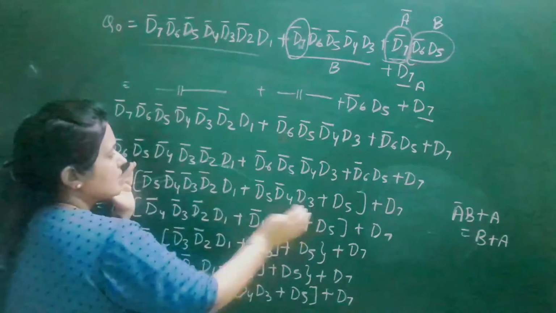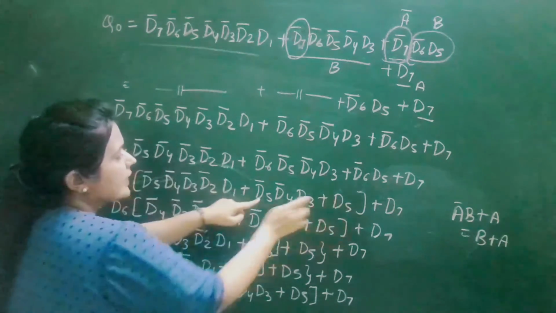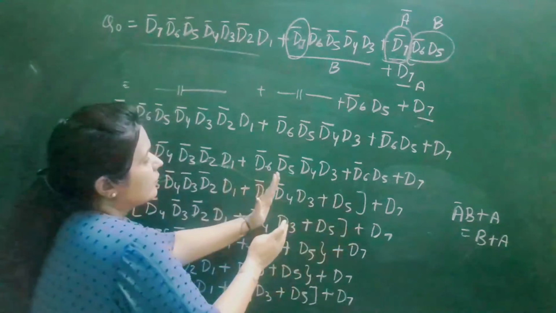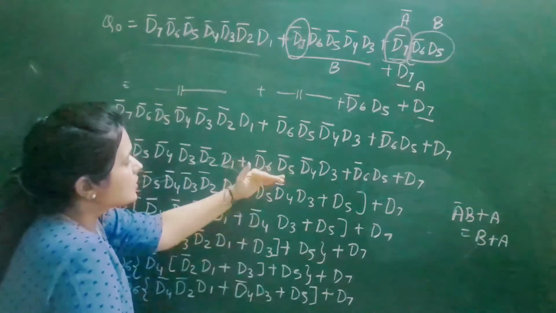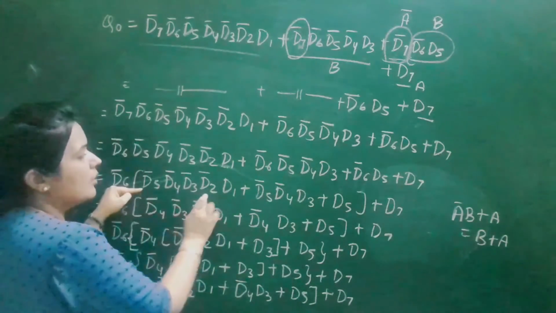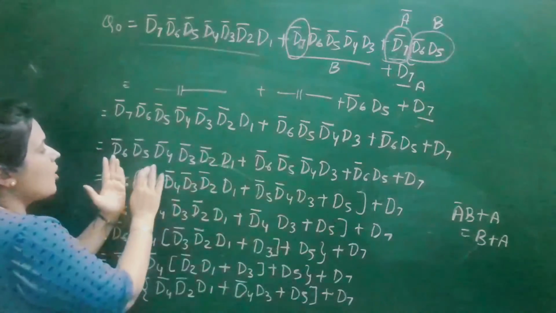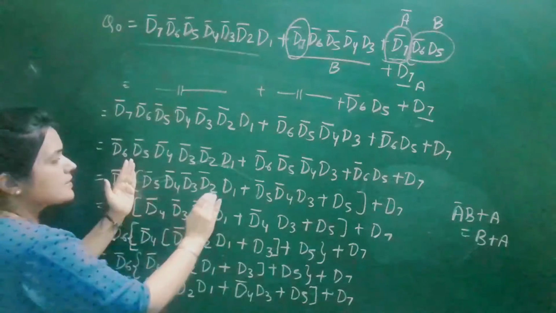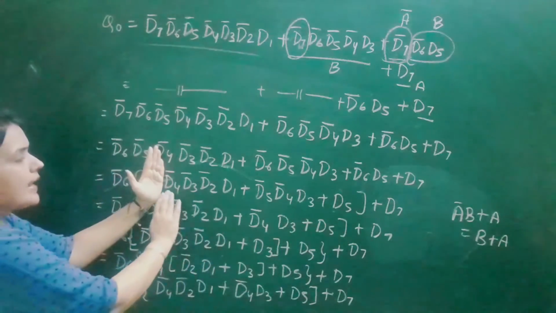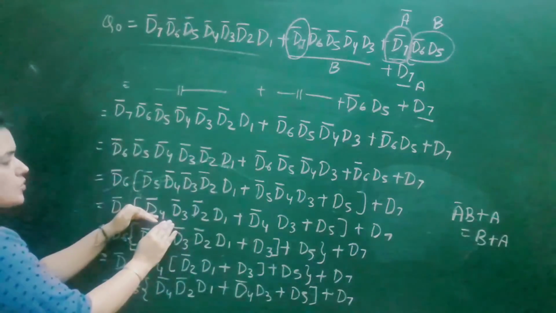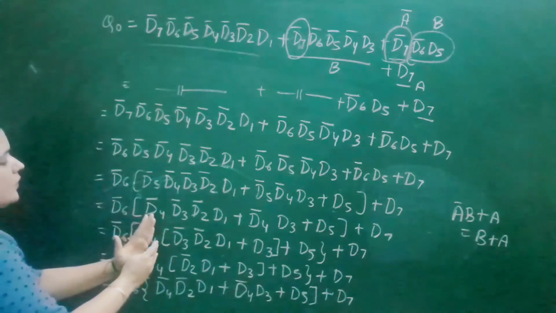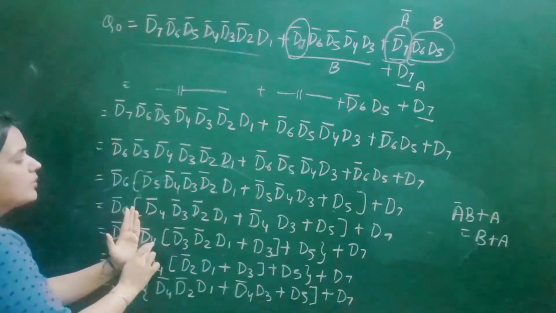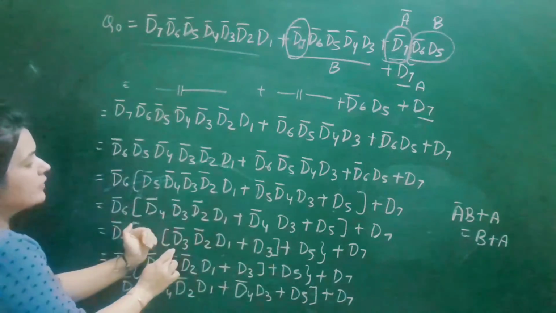Now in this step we are observing that D5 can be eliminated from these terms. When we take this term and this term together, D5's complement can be eliminated. Here also, when we take this term and this together, D5's complement can be eliminated following this rule. So the result will be like this. Now again, I am taking D4 common from these two terms, so the result will be like this.